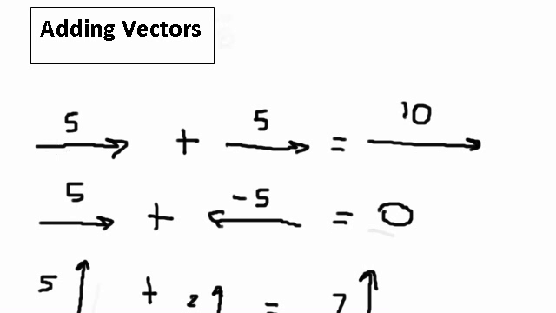Okay, so here you have a vector going in the positive direction, so it's a positive vector, and here we have a vector going in the positive direction as well, positive x direction. So when they're both going in the same direction, you add them. 5 plus 5 is 10. But here you have a vector going to the positive direction, and here you have a vector going to the negative direction. So 5 minus 5 is 0.